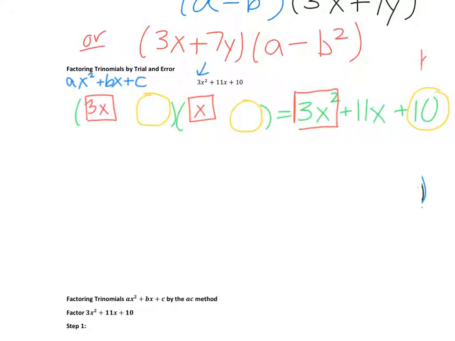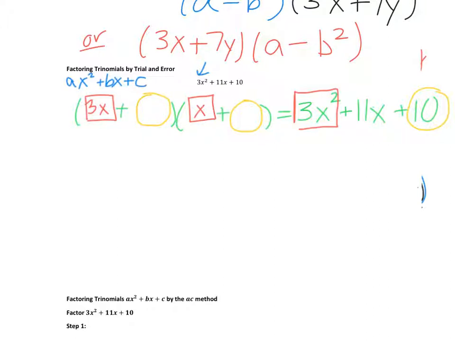Okay, the next thing we can do is try to fill in the signs. Notice the middle term's positive and the last term's positive. That means in our binomials, these are both going to be plus and plus. So let me fill that in at least. See how it's trial and error? Kind of doing it bit by bit.